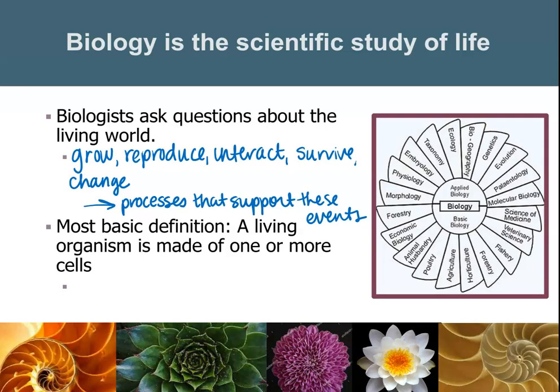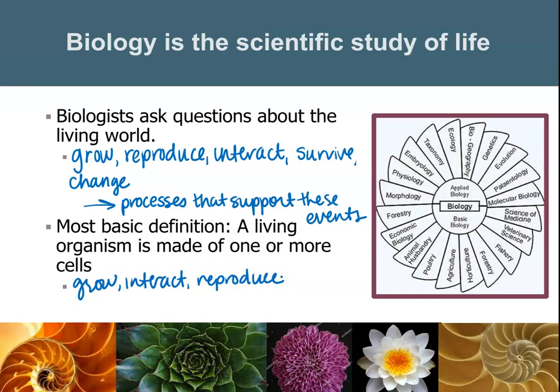Now, if we're going to talk about the living world, we also need to define what we mean by living. So the most basic definition is that a living organism is made up of one or more cells. Another way that you can say that is the cell is the smallest unit of life, meaning that the cell does all the things that it needs to do to sort of maintain in its environment. At the most basic level, it's going to grow, interact, and reproduce.